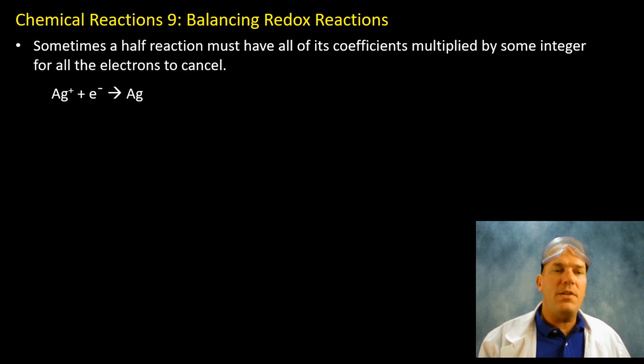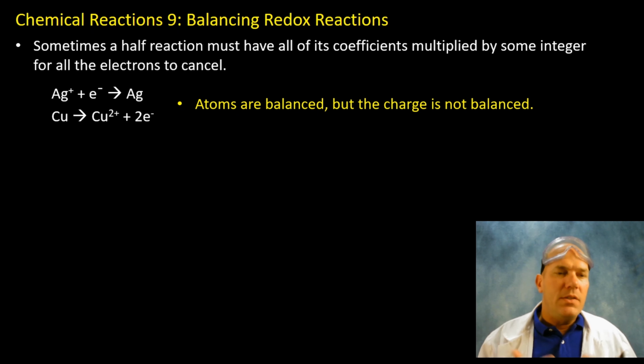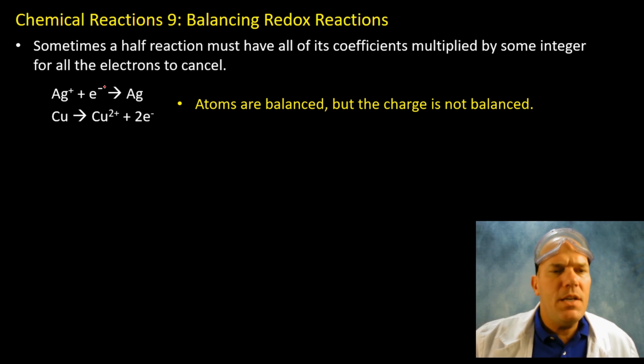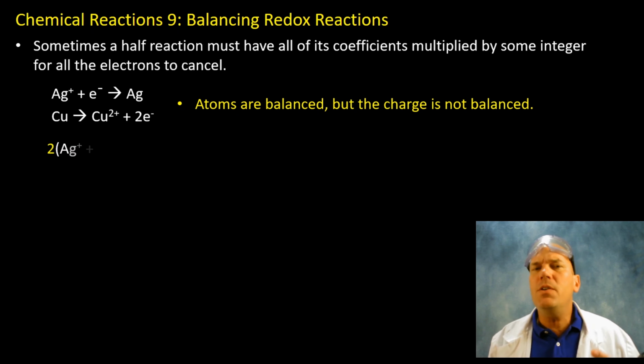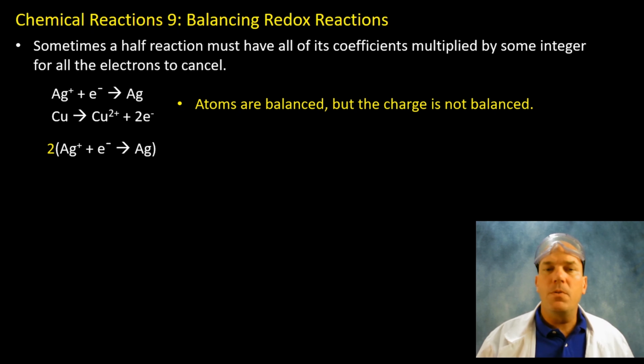Let's look at this reaction here in which a silver cation is being reduced, and then we have a copper being oxidized. So as you can see, atoms are balanced. However, the charge is not balanced. On the reduction half, we have 1 electron, and on the oxidation half reaction, we have 2 electrons. So what we're going to need to do is find that integer that we need to multiply through one of the equations. And in this case here, we're going to multiply the reduction half reaction by 2.